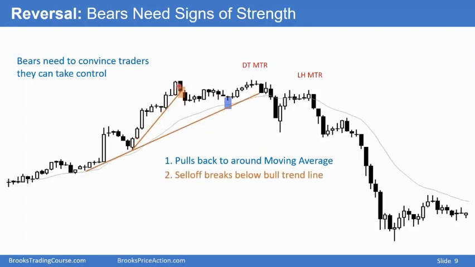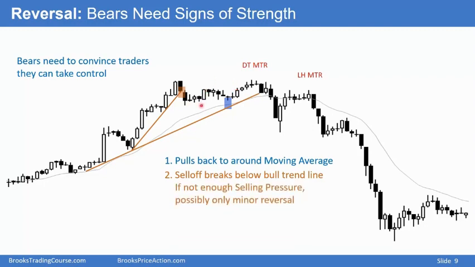A break below a bull trend line, that's a sign of strong bears. A bull trend line, a break below the bull trend line, another sign of strong bears. Here we also broke below the moving average. We closed below the moving average here, here, and here. Three closes below the moving average. Also signs of strong bears.